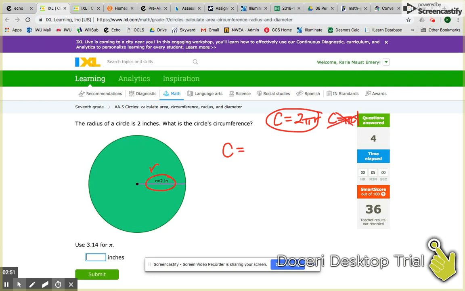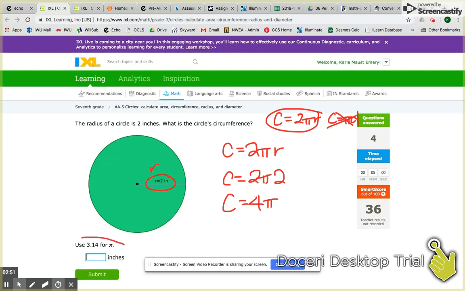So let's write down our formula. C is equal to 2 pi r. And I know that my radius is equal to 2 inches. So I'm going to do 2 pi times 2. And then I'm going to actually multiply the number. So 2 times 2 is 4. So I have 4 pi.